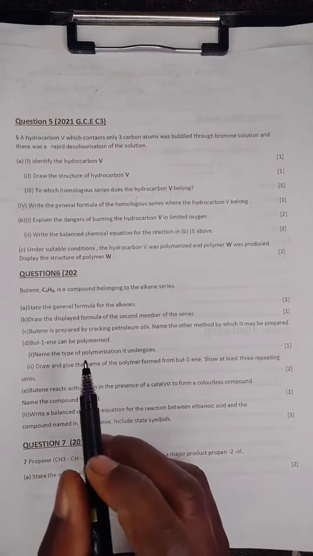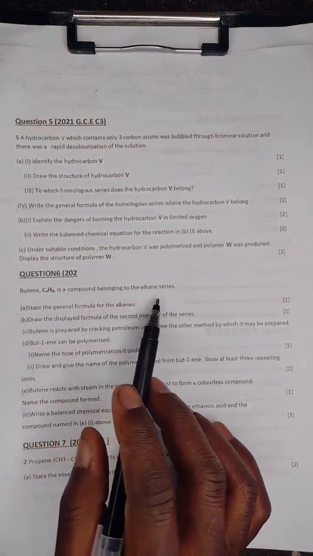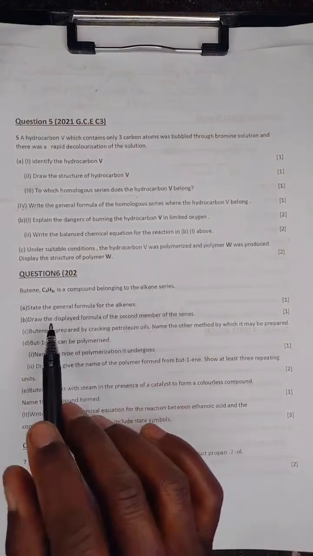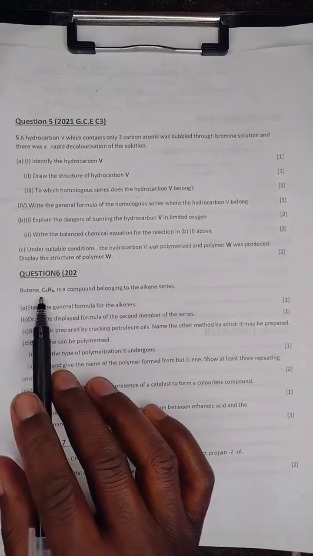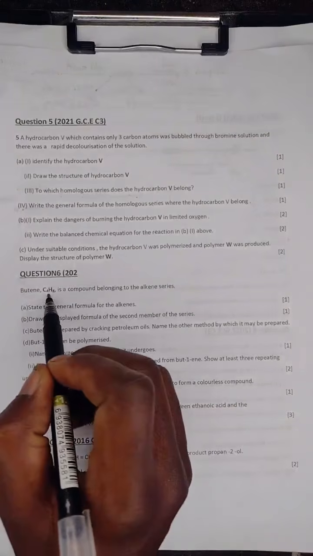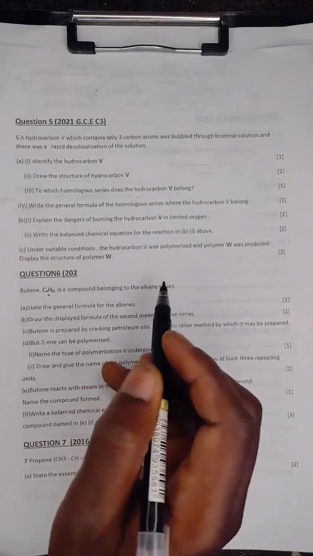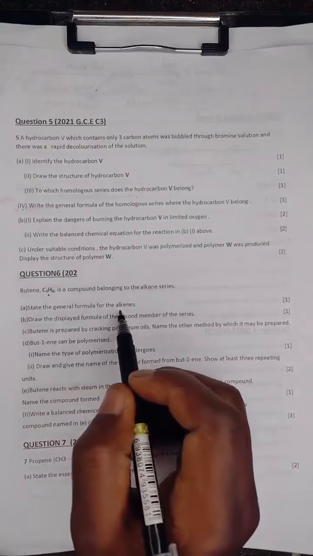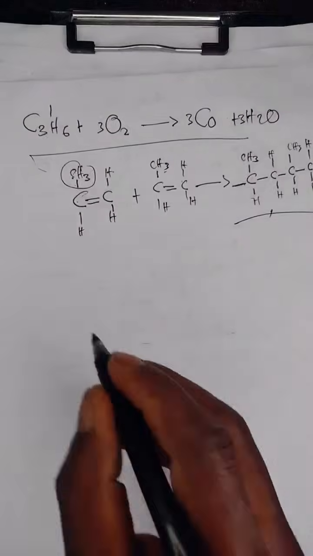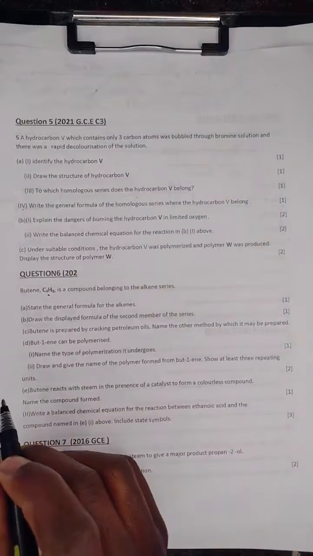Question 6. Butene is a compound belonging to the alkene series. Explain that butene C4H8 is the compound. So this compound butene is a compound belonging to an alkene series. State the general formula for alkenes. So the general formula for alkenes, please, CnH2n. So this is the general formula. That is the answer that you needed to write there.